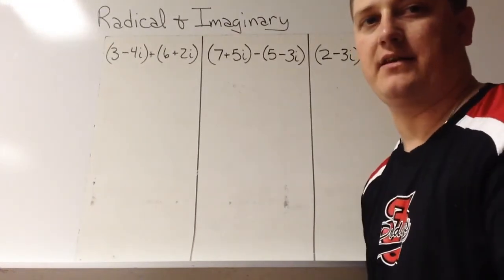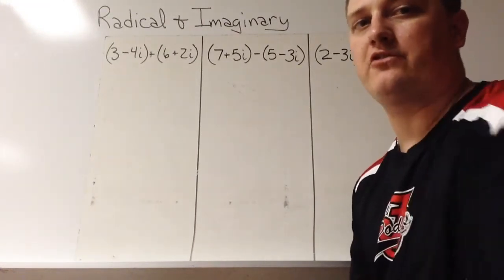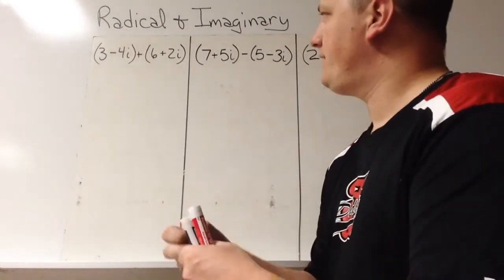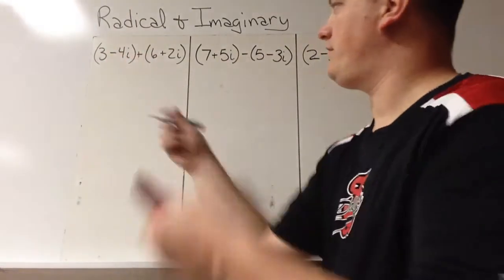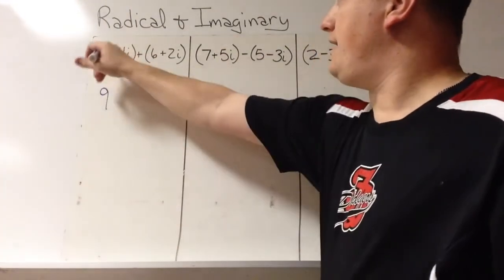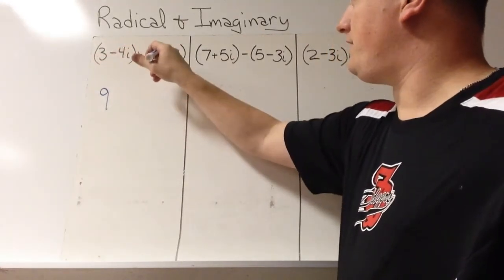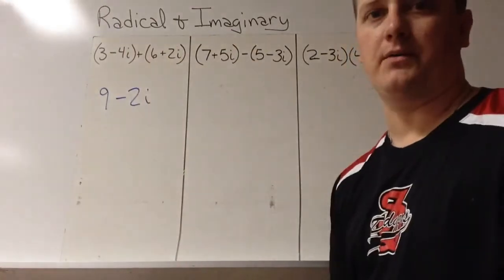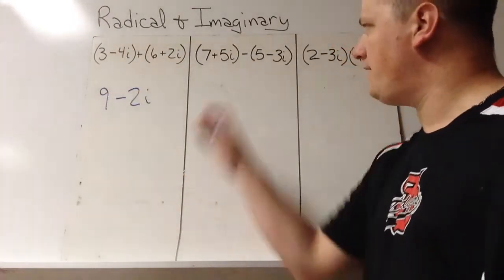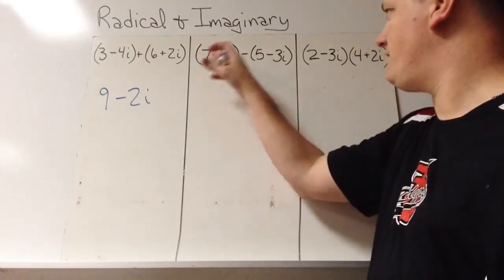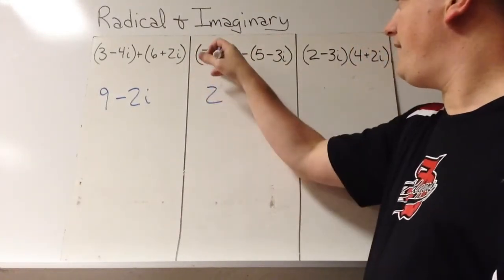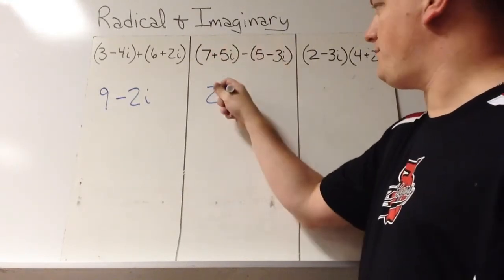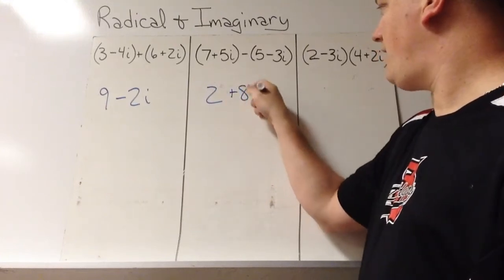These already have the i's in them. Think about the i like an x. i's can only go with other i's. So 3 plus 6 is 9. Negative 4 plus positive 2 is negative 2, and the i's are what allow us to put them together. So we have 9 minus 2i. Same thing here, just with subtraction. 7 minus 5 is 2. Positive 5 minus negative 3, so 5 minus negative 3 would be positive 8, and the i's allowed us to put them together.